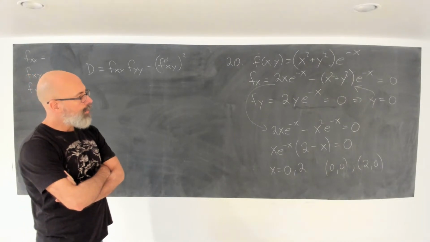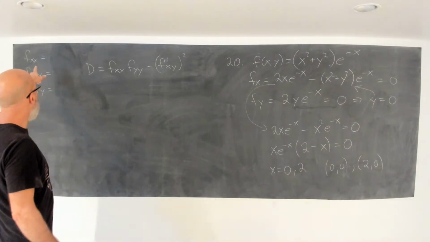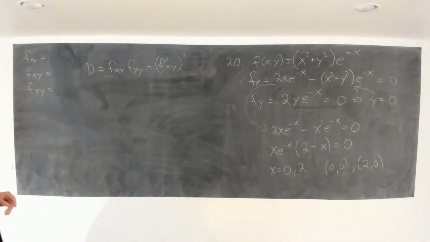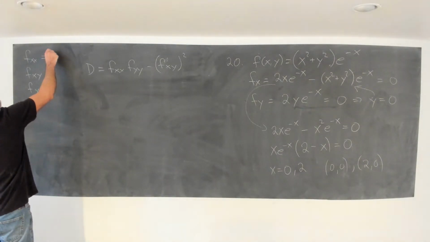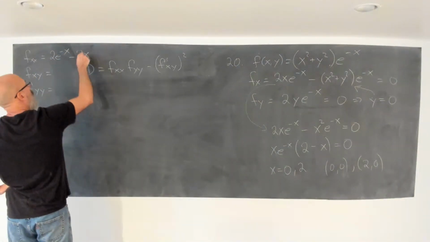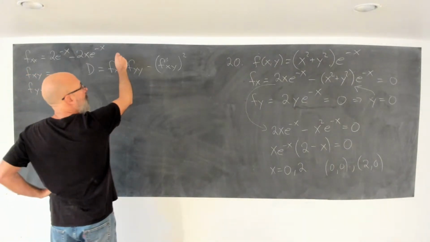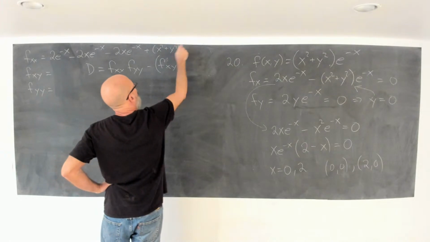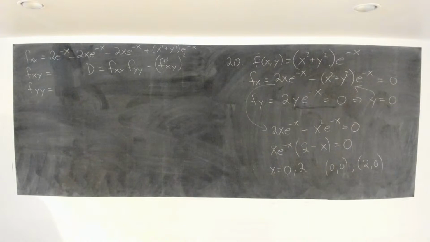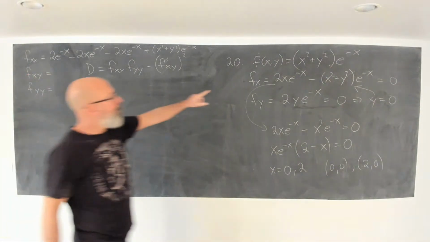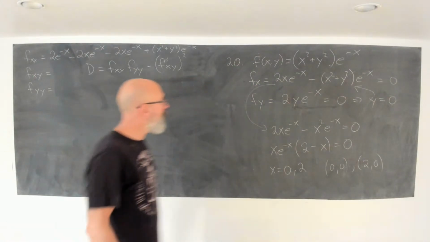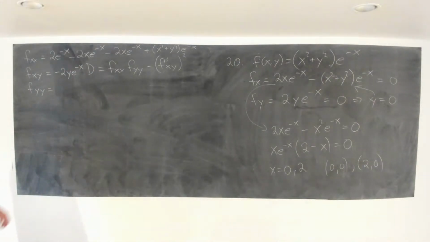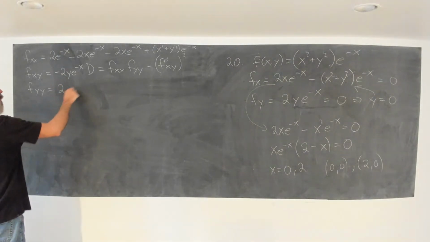All right, so let's see what happens. What is f(x)(x), the derivative of this with respect to x? Well, there's still a lot of work to be done there. It's two product rules, right? So 2e to the minus x minus 2x e to the minus x, minus 2x e to the minus x, plus x squared plus y squared e to the minus x. The derivative of this with respect to y, or with respect to x, is going to be the same by Clairaut's theorem: minus 2y e to the minus x. And then fyy is 2e to the minus x.